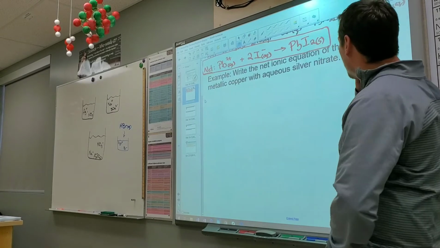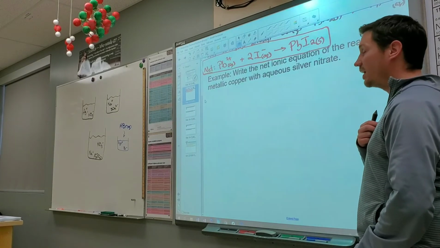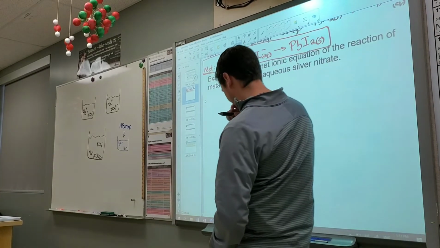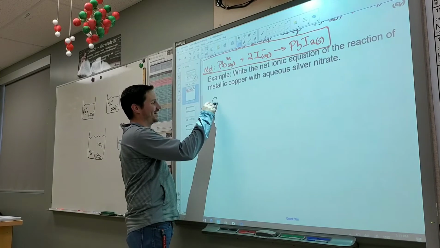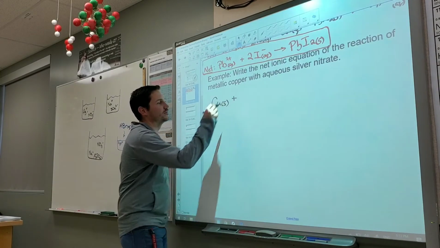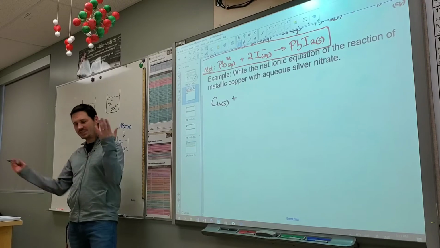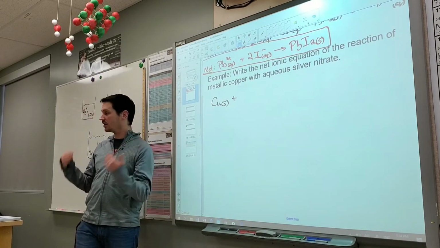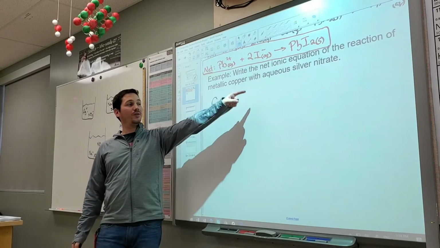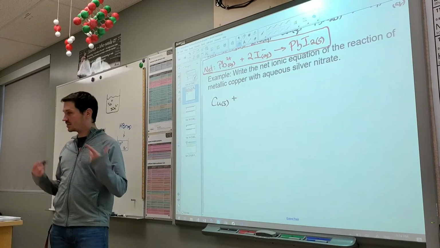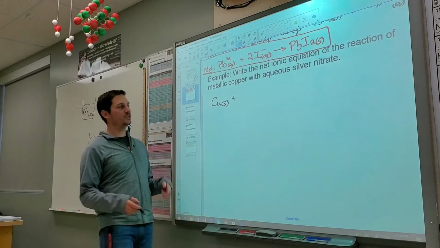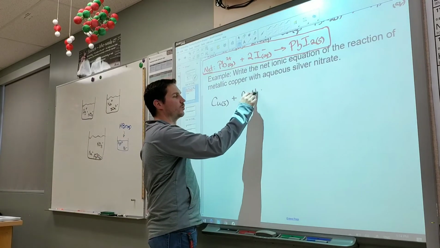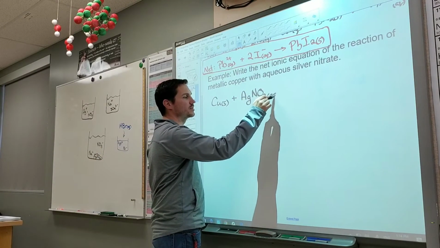Write the net ionic equation of the reaction of metallic copper with aqueous silver nitrate. What does metallic copper look like? It's a solid. Cu solid. That's metallic copper, right? If it's metallic, that means it's elemental and it has no charge. It's an atom. Okay, with aqueous silver nitrate. What does silver nitrate look like? Ag. Ag what? NO3. It's a 1+ and a 1-.